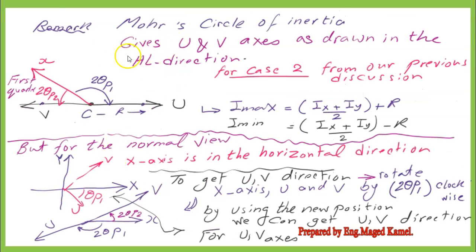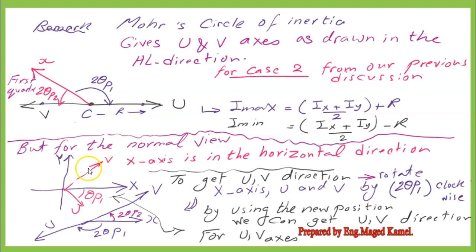In the next slide, a discussion of Mohr's circle of inertia reveals that the circle gives the u and v directions in the horizontal direction while the x-axis is tilted. For case 2, based on our previous discussion, the angle between the x-axis and v-axis is angle 2 theta b2 in the anti-clockwise direction in the first quarter. The angle between the x-axis and u-axis is angle 2 theta b1 clockwise in the third quarter. This enables us to determine the I max and I minimum after we get the radius of Mohr's circle.